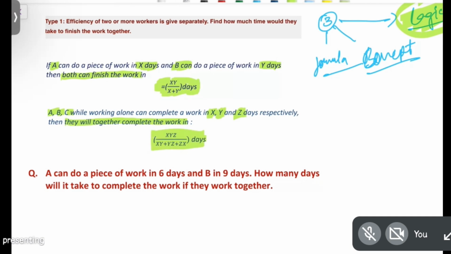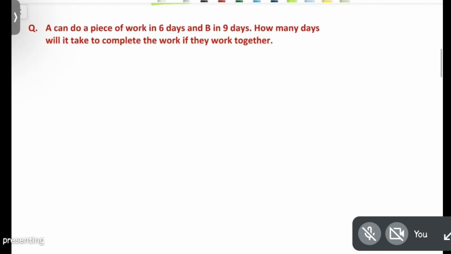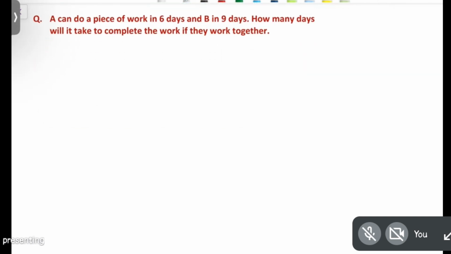If not, let's start this one. This is type number one in time and work. The question says, if A can complete a work in 6 days, and that same work B can complete in 9 days, we are asked to find how many days it will take to complete the whole work if they work together.